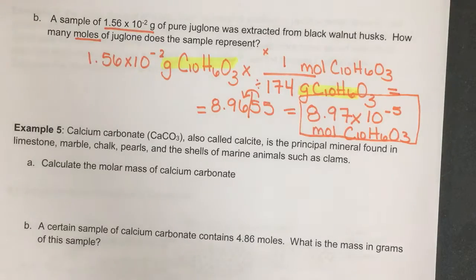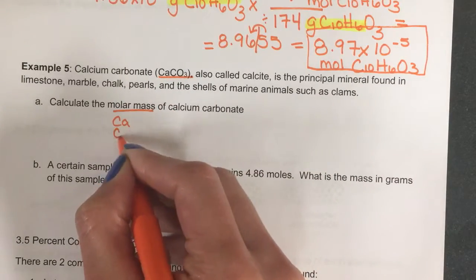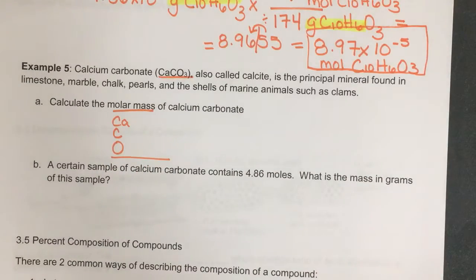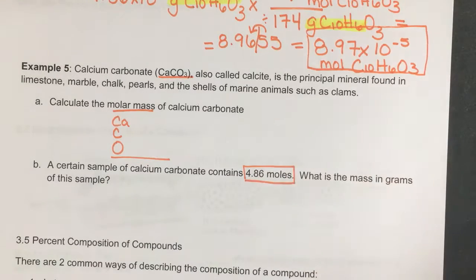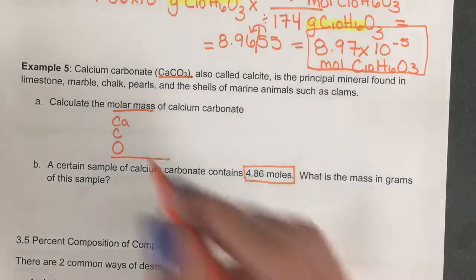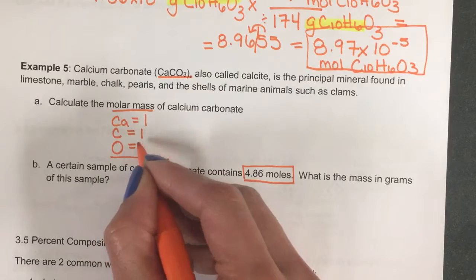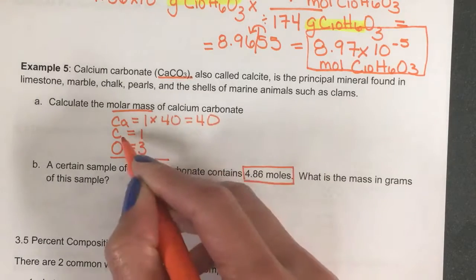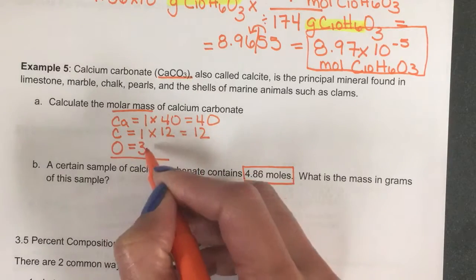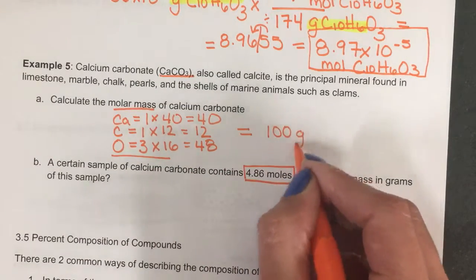Okay? So take a second and calculate the molar mass of calcium carbonate. Calcium, carbon, and oxygen. Once you have the molar mass of calcium carbonate, I want you to determine if you have 4.86 moles, what is the mass? So calcium, we have 1. Carbon, we have 1. Oxygen, we have 3. If I look on the periodic table, calcium weighs 40. Carbon weighs 12. Oxygen weighs 16. If I add those 3 numbers up, I get 100 grams for calcium carbonate.